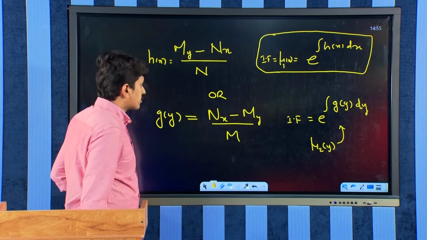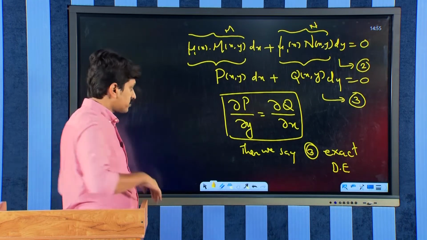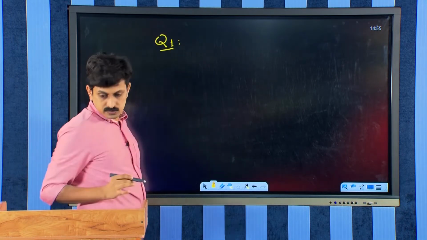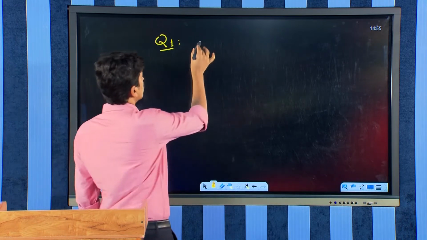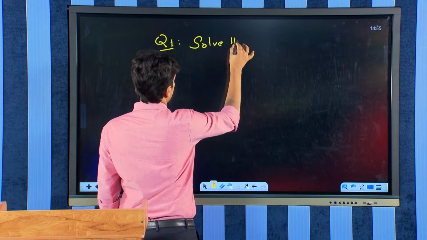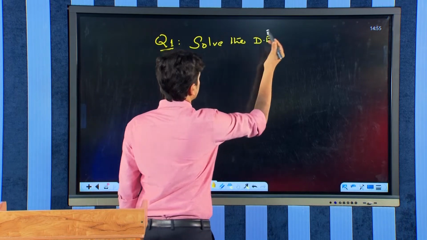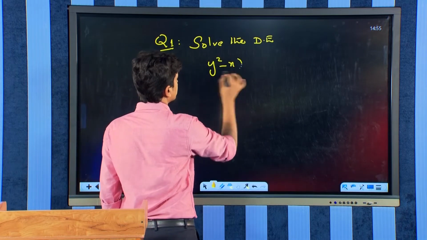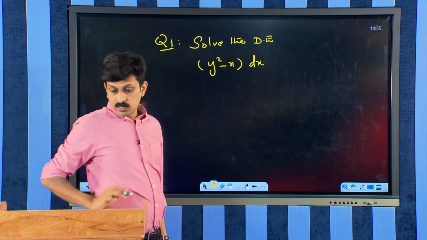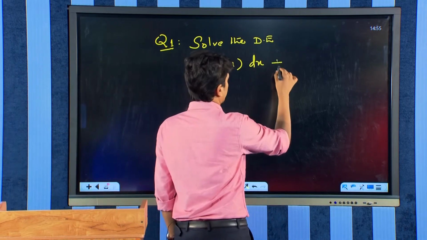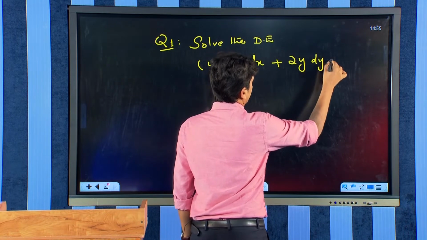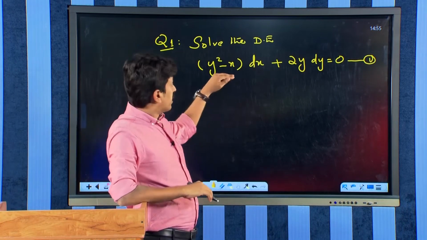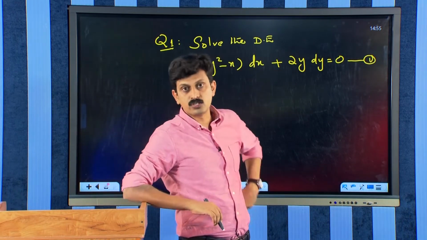Okay, dear students, we can move to questions. Write down a question. Question number 1: solve the differential equation (y square minus x) dx plus 2y dy is equal to 0. This is equation number 1.